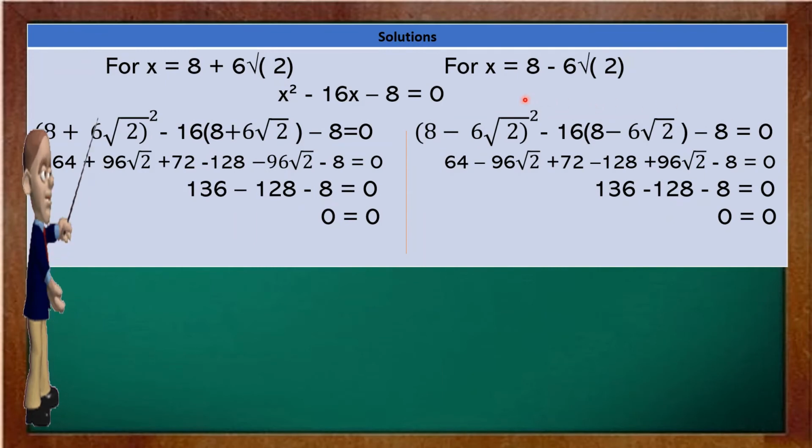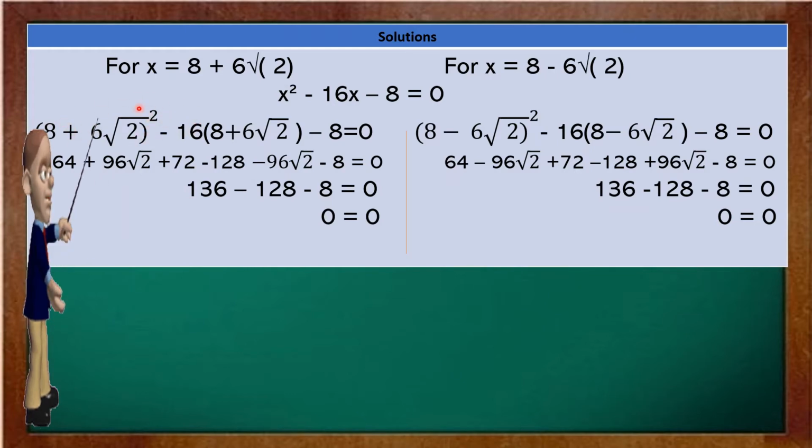Okay, let us check now to know if our solutions are correct. In the original equation, x squared minus 16x minus 8 equals 0, we will substitute our solutions. First, we take the positive one. So x squared becomes 8 plus 6 square root of 2, quantity squared, minus 16 times the substituted 8 plus 6 square root of 2, then bring down negative 8 is equal to 0. So this is the product of binomials.